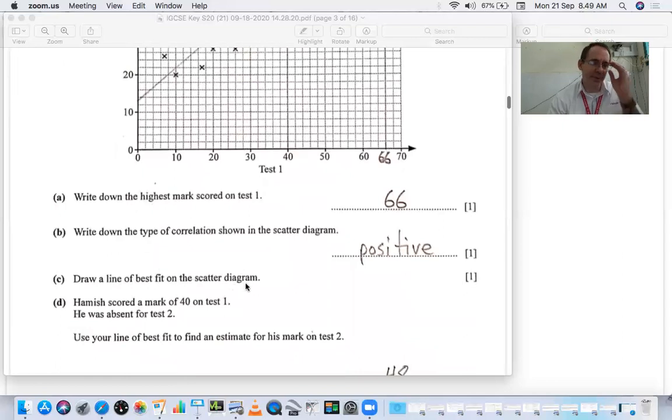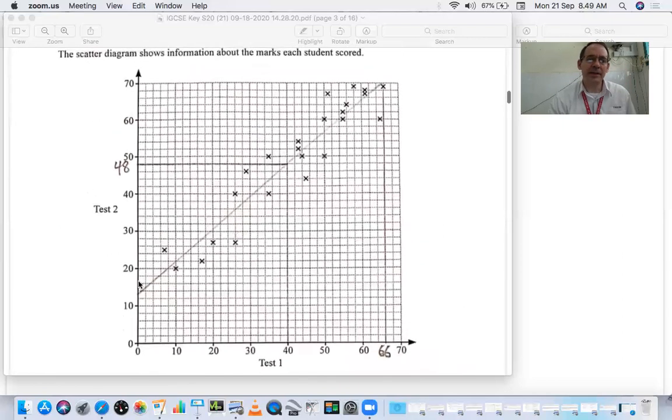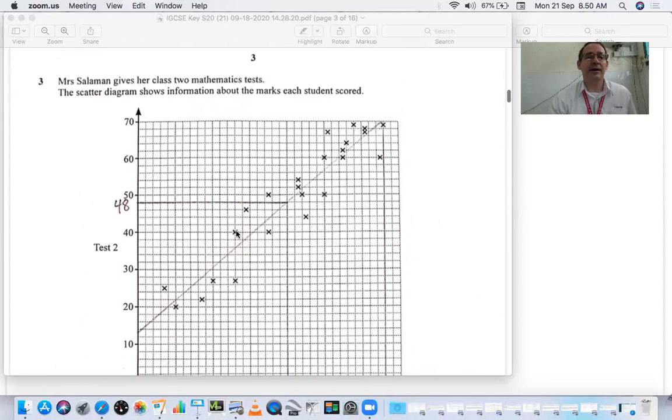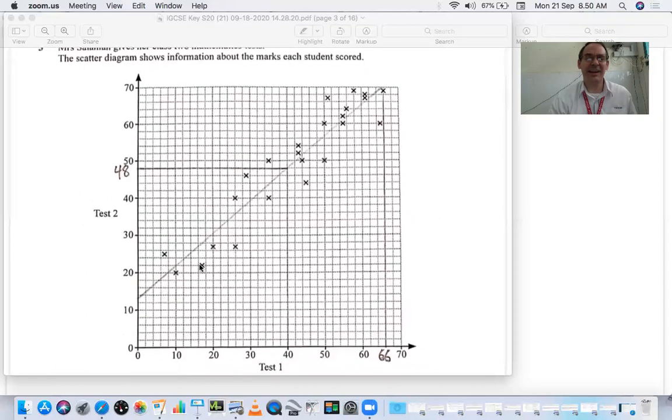Draw a line of best fit. So you want to make sure that your line is roughly in the middle. If you notice there were about, I forget how many students, you can add them up and divide by 2. So you should have roughly half your marks on one side and roughly half on the other. And try to keep it in the middle. So this is where I put it.